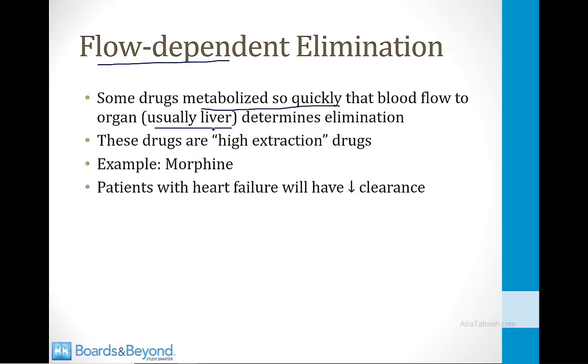So a classic example of a drug like this is morphine. Morphine exhibits flow-dependent elimination, and this means clinically that patients with heart failure and less blood flow will exhibit decreased clearance of morphine because it has flow-dependent elimination.